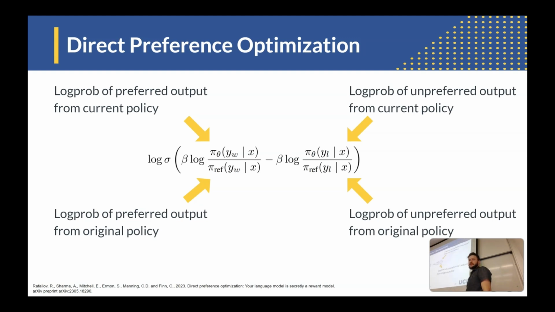If we optimize directly on this loss function with our preference pairs, this paper, direct preference optimization, showed that you could get competitive results with doing RLHF without having to do any RL.